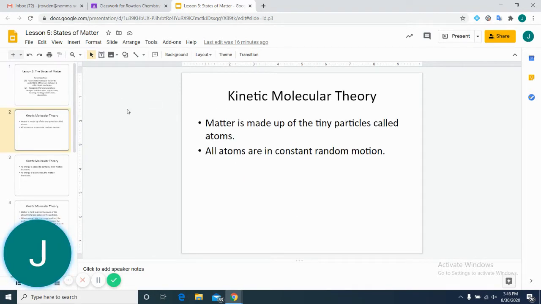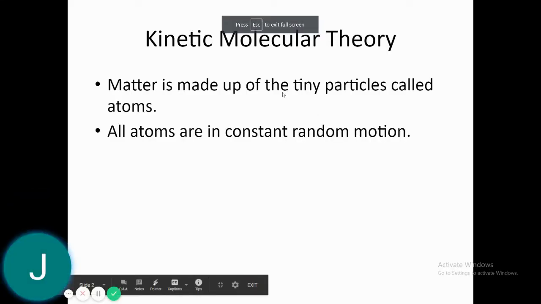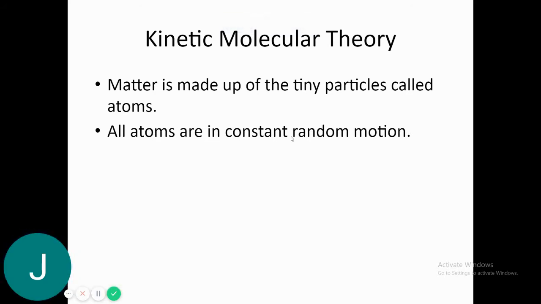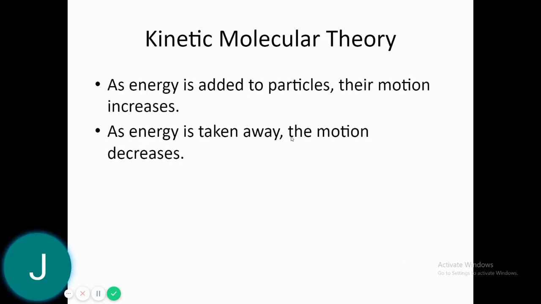And it goes back to the kinetic molecular theory, which is simply that matter is made up of tiny particles called atoms, and all the atoms are in constant random motion. So that means everything is in constant motion at the small molecular level. Remember, we discussed a week or so ago that if the particles in matter were to absolutely stop, we call that absolute zero, and that's impossible. As you add energy to a particle, the motion increases, and as you take away energy, the motion decreases.